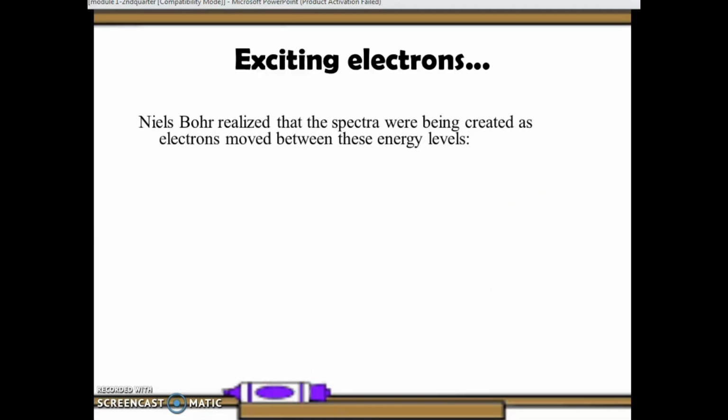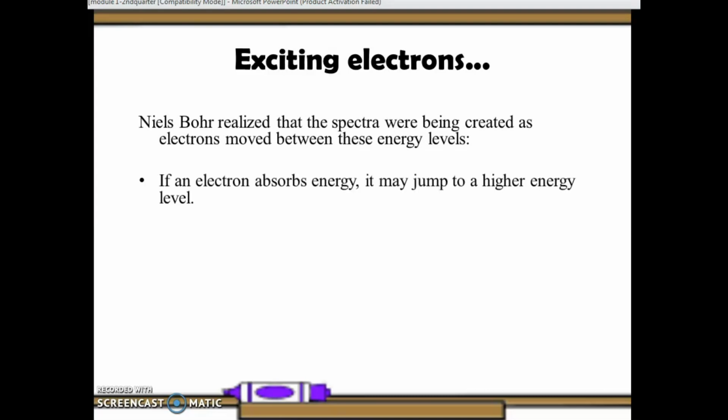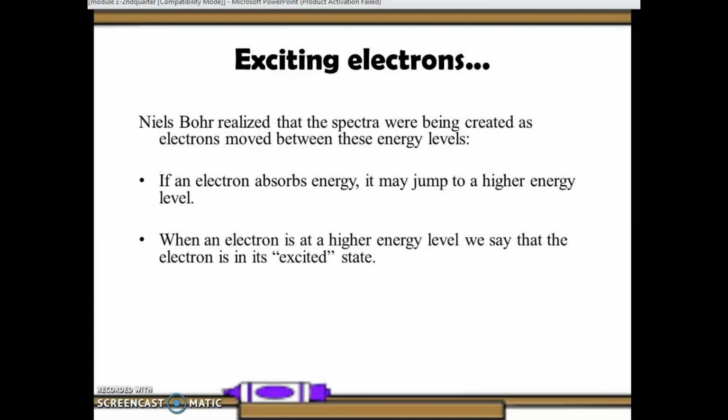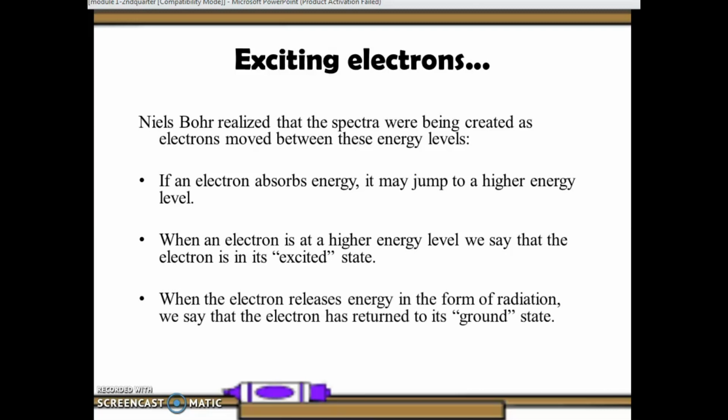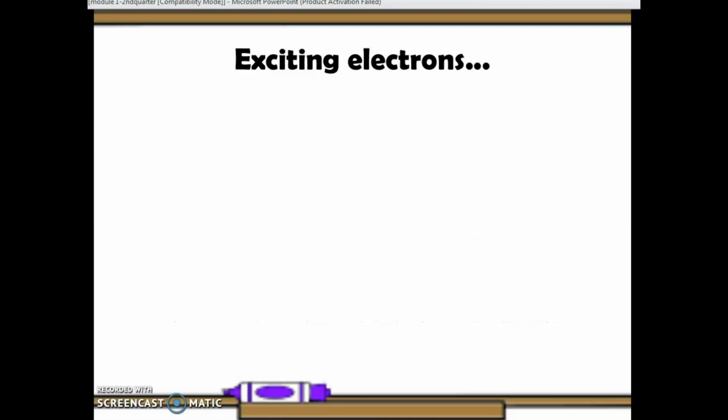Niels Bohr realized that the spectra were being created as electrons move between these energy levels. If an electron absorbs energy, it may jump to a higher energy level. When an electron is at a higher energy level, we say that the electron is in its excited state. When the electron releases energy in the form of radiation, we say that the electron has returned to its ground state. The type of radiation that is emitted depends on the amount of energy released.